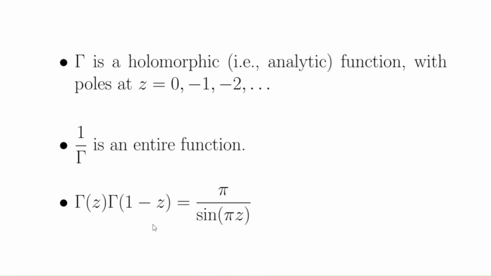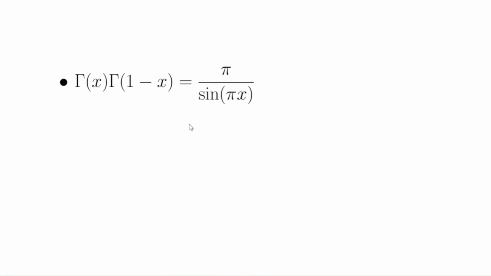Now, this next formula is truly incredible. It says gamma of z times gamma of 1 minus z is pi over sine of pi z. So gamma is intimately related with the sine function. In fact, we can think of this just in terms of x, so not a complex number z, but a real variable x. I've just rewritten it right here. Gamma of x times gamma of 1 minus x is pi over sine of pi x.